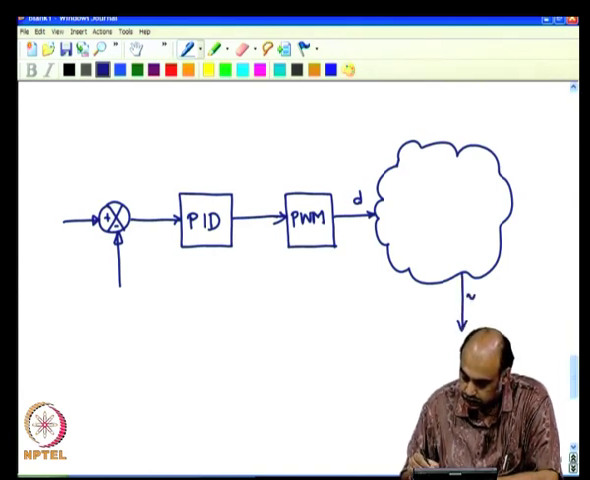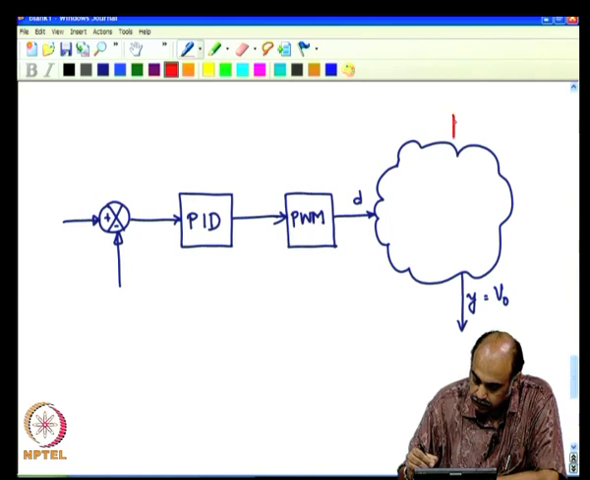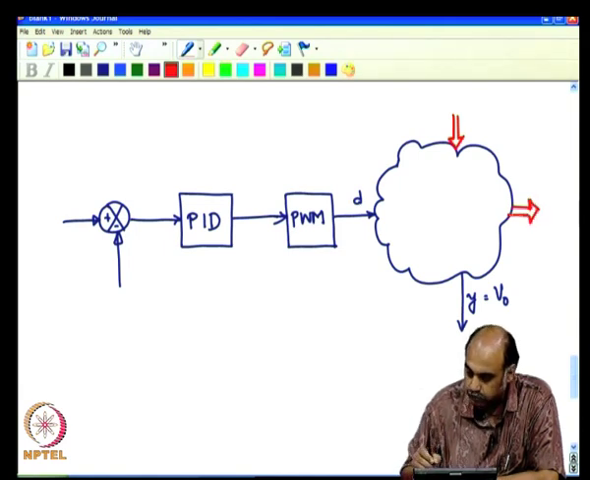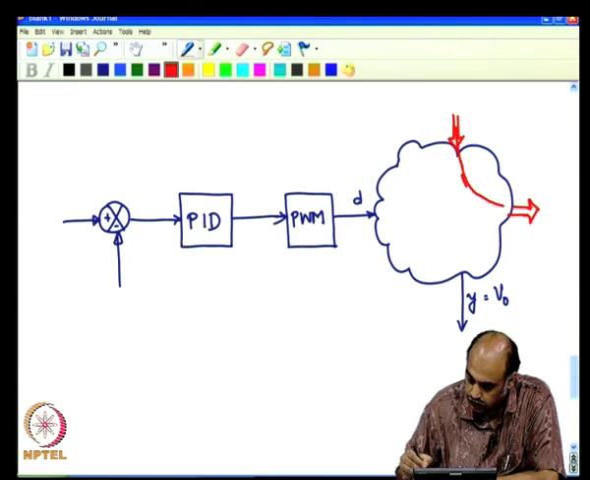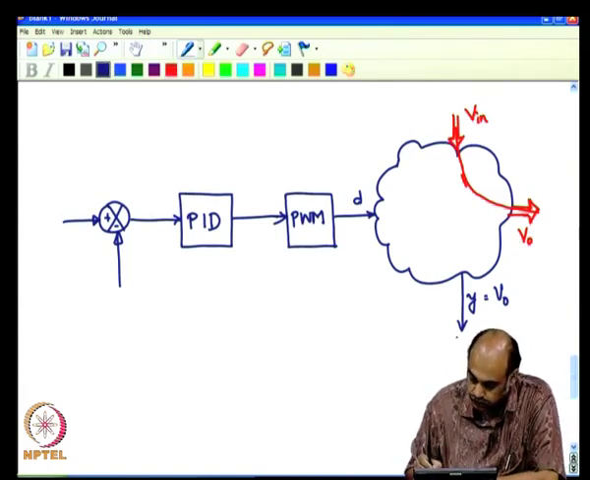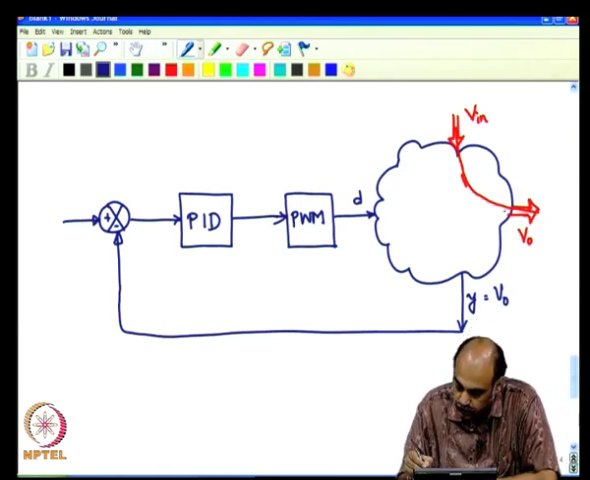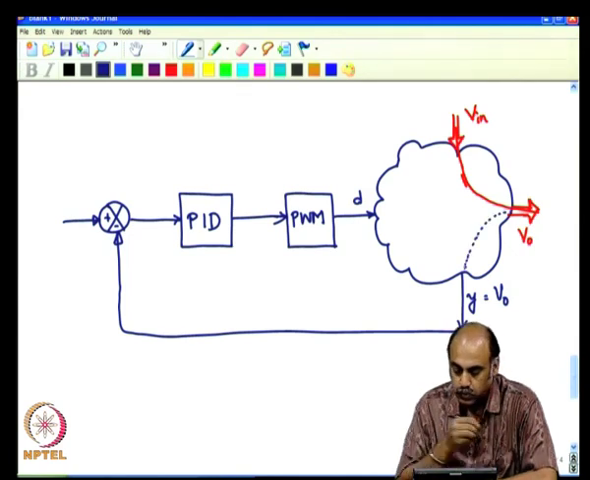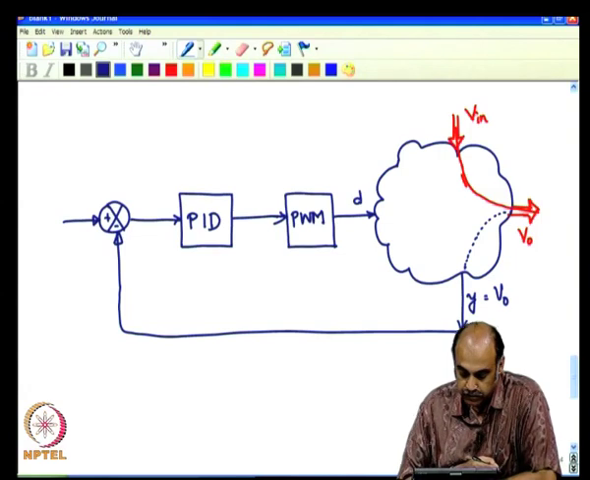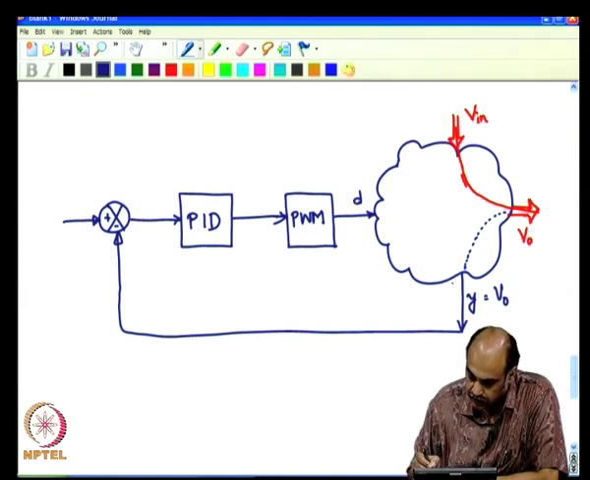The output from the plant, Y or V naught, sensed output. Always remember that there is a power input and a power output. You are actually controlling the flow of power from here to here. This is from V in to V naught. Do not forget that. And that V naught which is sensed, from there through an opto isolator or through a Hall sensor or through resistive division, that sensed output is fed back here. We will see about how we do the sensing and feedback also later.